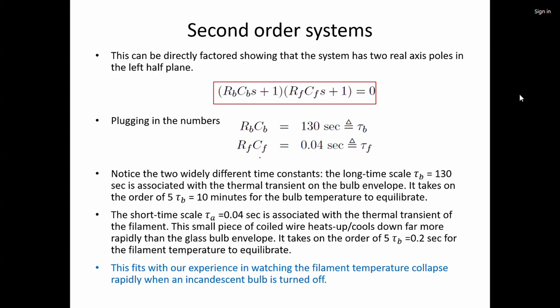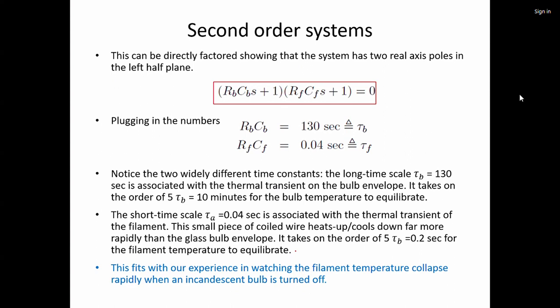But there is another, short time scale, 0.04 second, that is associated with the thermal transients of the filament. This small piece of coiled wire heats up and cools down far more rapidly than the glass bulb envelope. From here, we can say that 5 times the time constant will be only 0.2 seconds for the filament temperature to equilibrate.